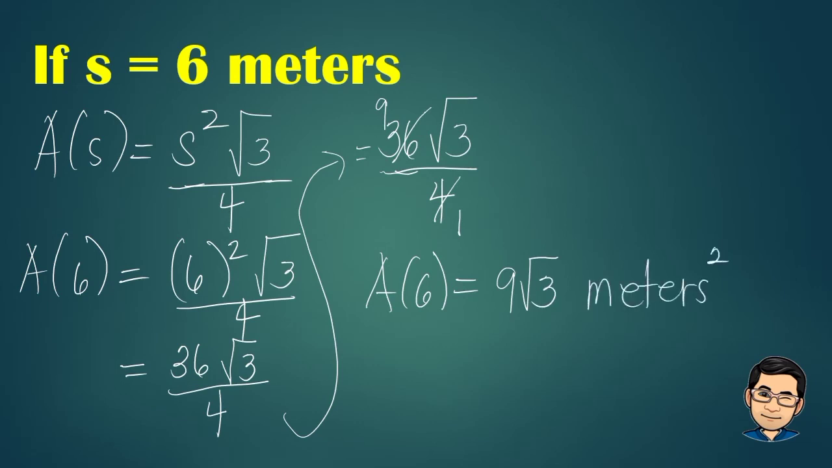So, kapag may mga units tayo, don't forget to include them dun sa final answer natin. Because, kung ang sagot lang natin is 9 square root of 3, that will be considered wrong. Kasi wala siyang units na square meters, cubic meters, o kung ano man yung given unit.